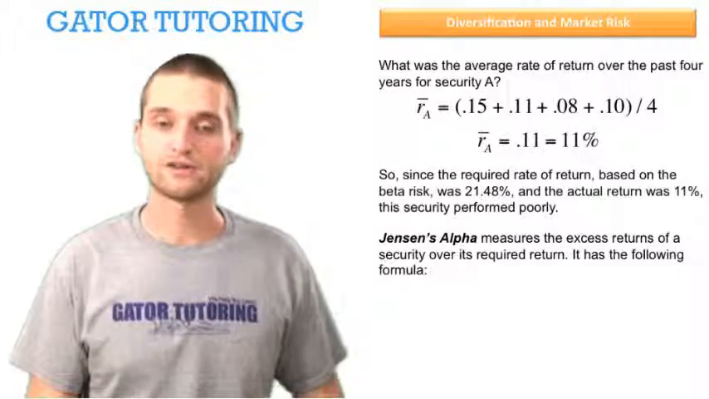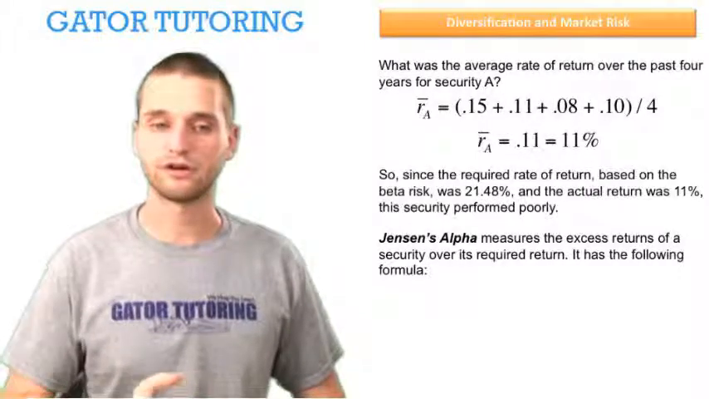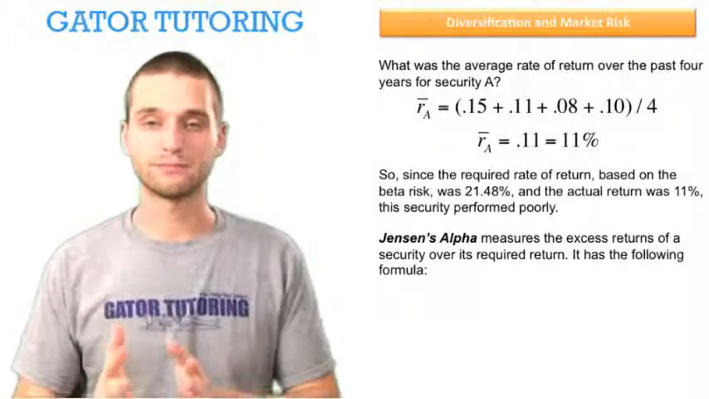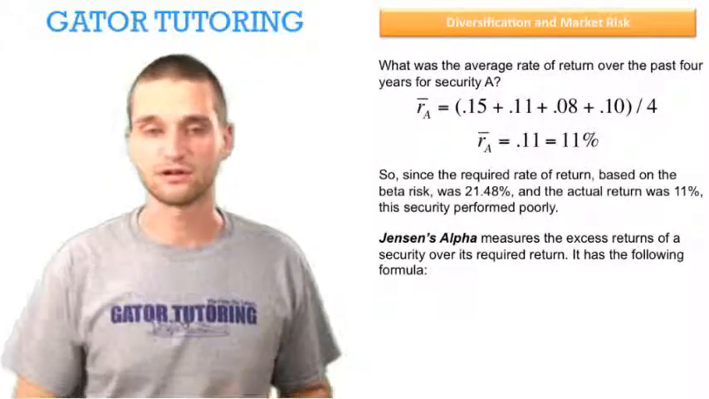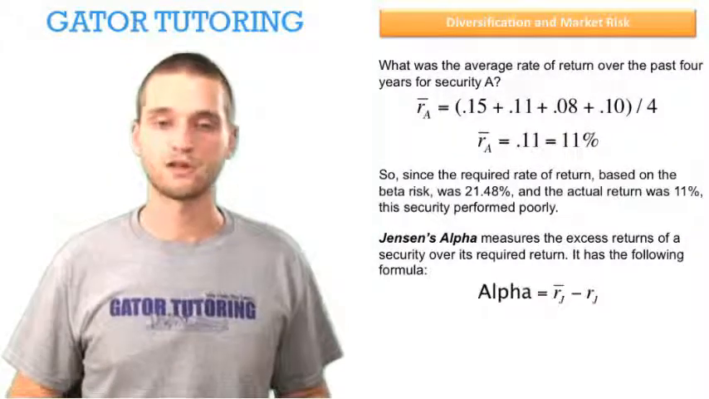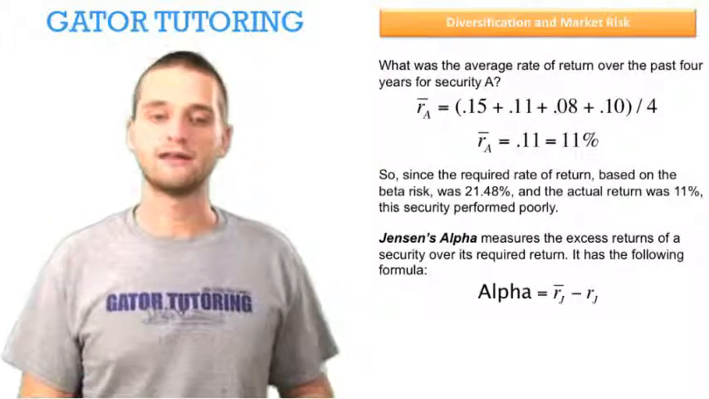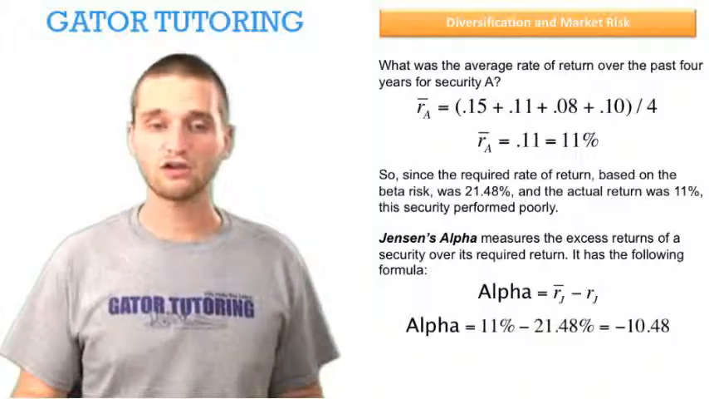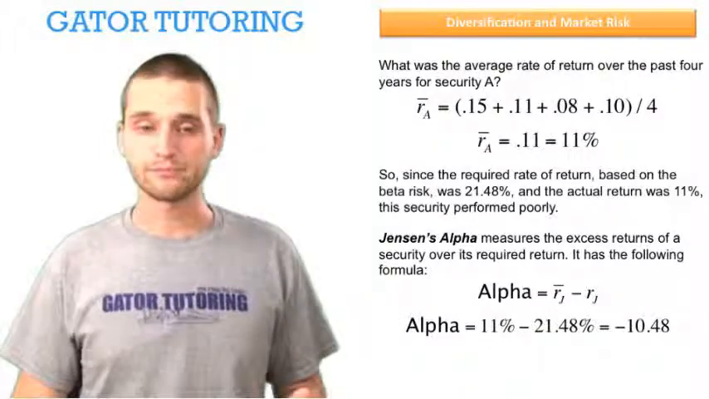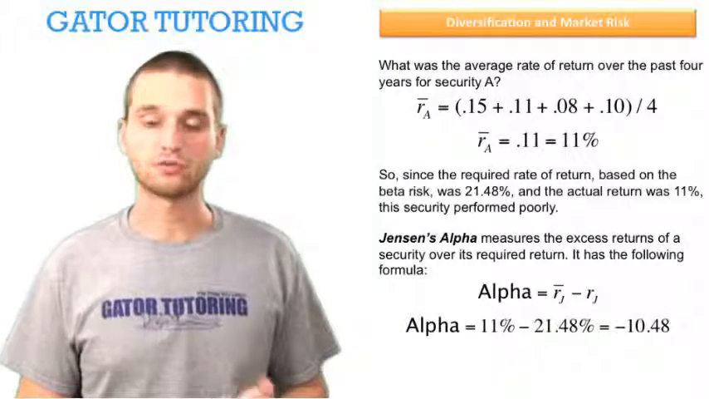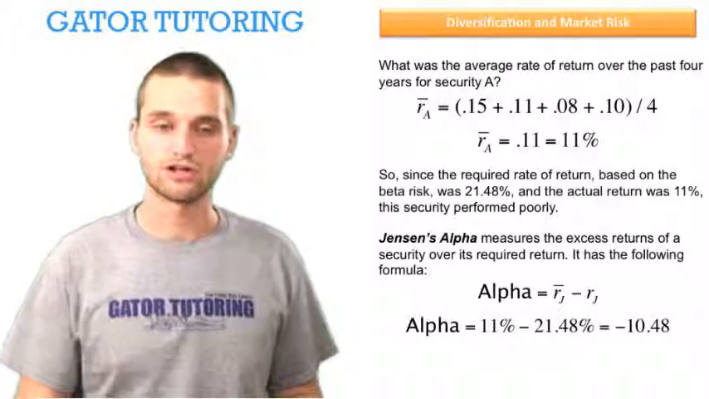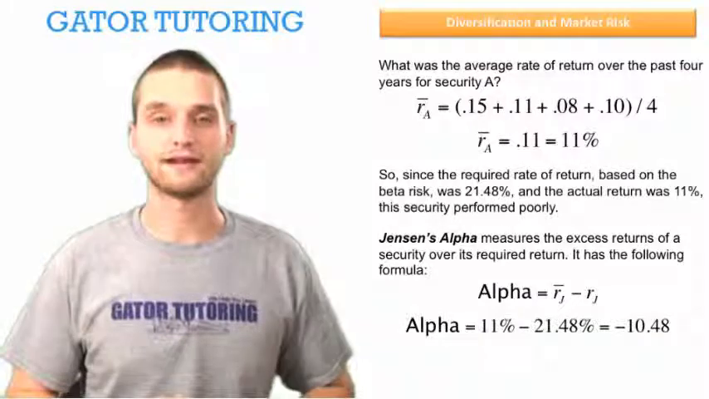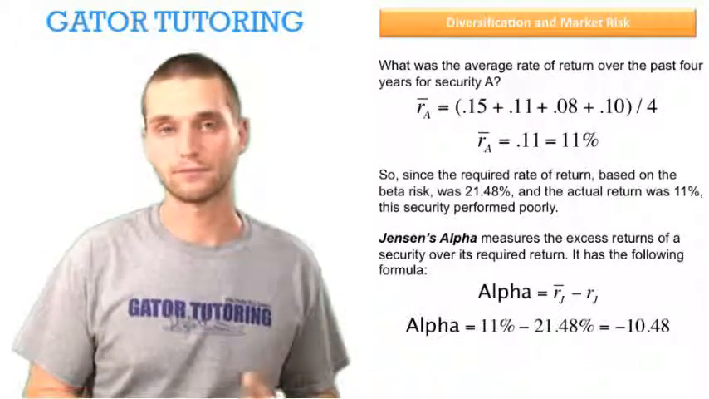Jensen's alpha actually measures the excess returns of a security over its required return, so it compares what we expect to earn based on the beta risk and what we actually earned. It has the following formula. The Jensen's alpha is the average return minus your required return. In our case, the average return was 11%, and the required return was 21.48%. So the Jensen's alpha was negative 10.48%. And again, it's negative because our security underperformed.